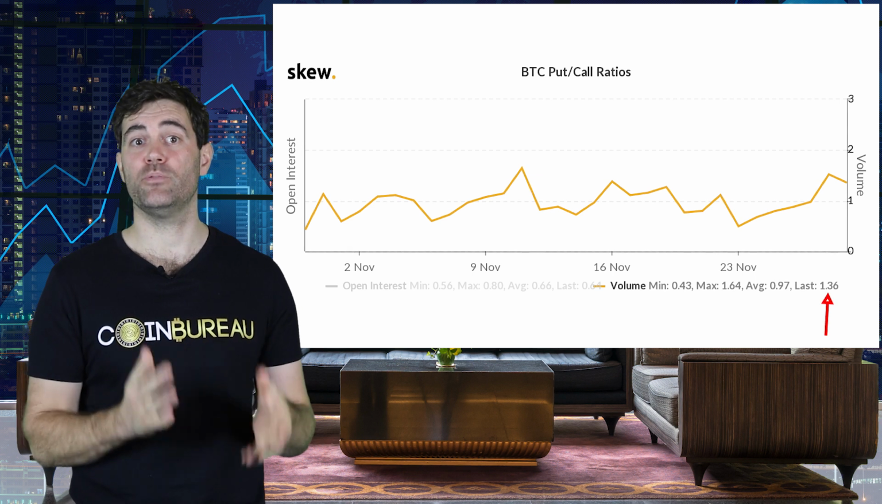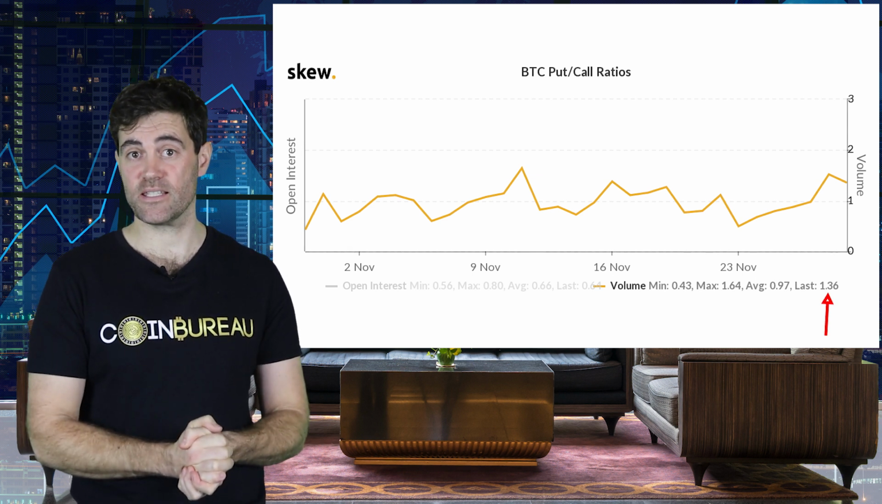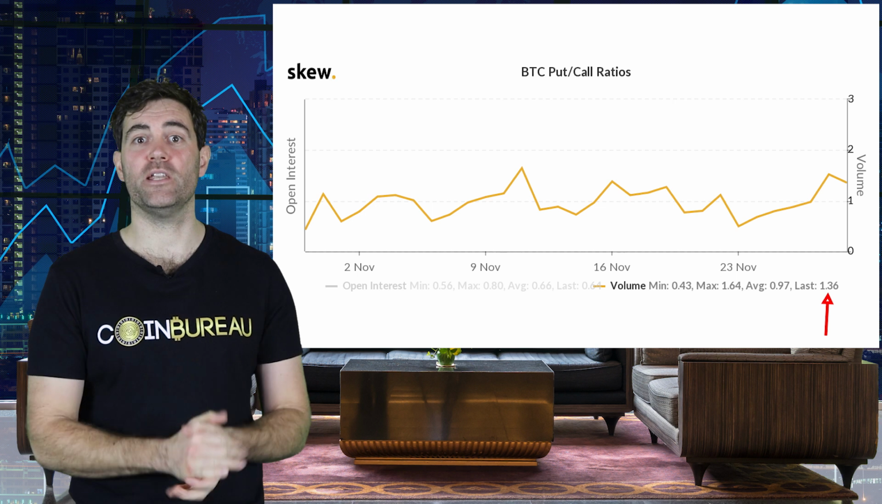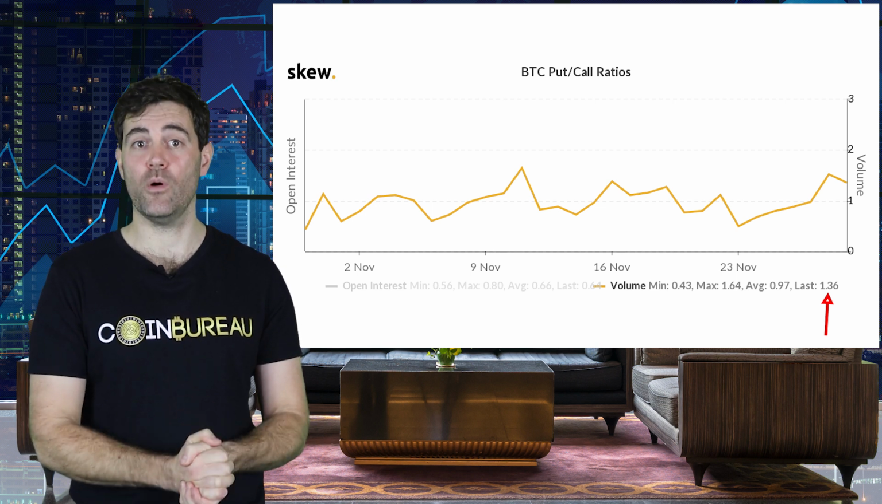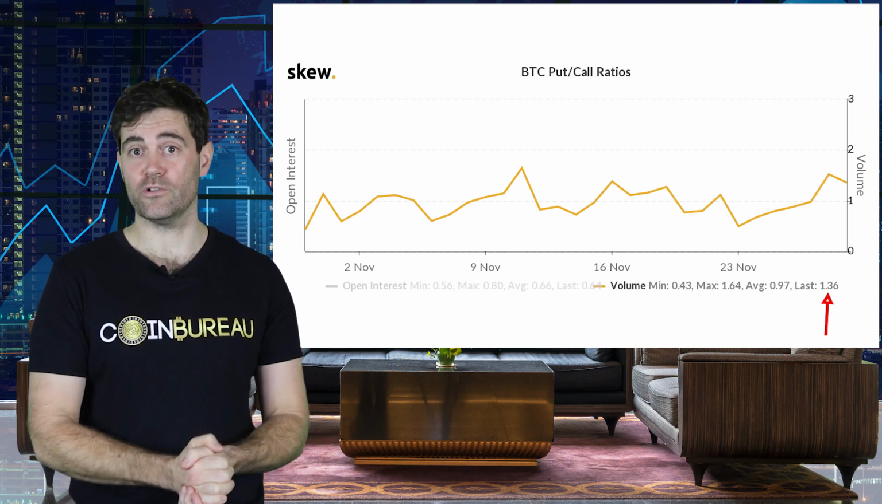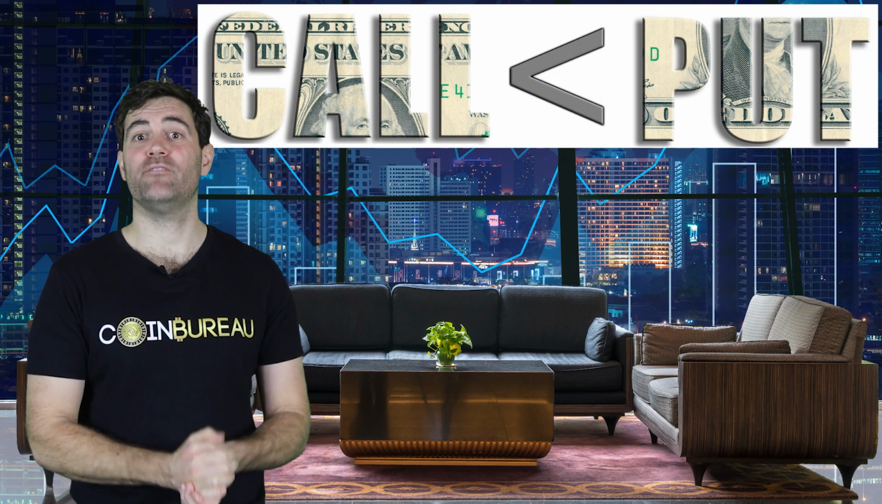So, based on a put-call ratio of 1.36, it means that the put option open interest is about 36% more than the corresponding call notional outstanding. So, on balance, option market participants have more puts outstanding than they do calls.